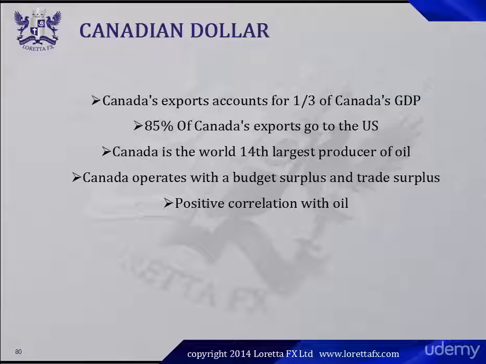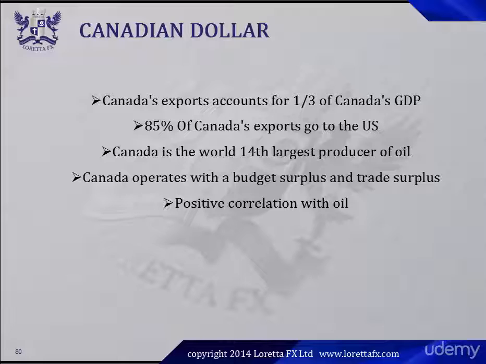The Canadian dollar. Now, Canada's exports account for a third of Canada's GDP, and 85% of Canada's exports go to the US. So this means that the state of the US economy greatly affects the state of Canada's economy. Now, Canada operates with a budget surplus and a trade surplus. This means that the Canadian government earns more than they spend, and Canada exports more than they import.